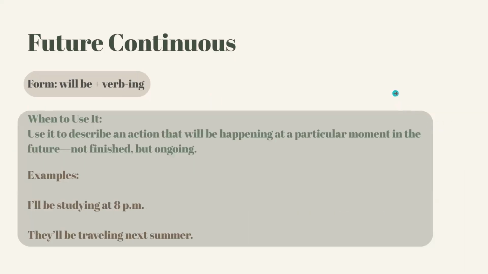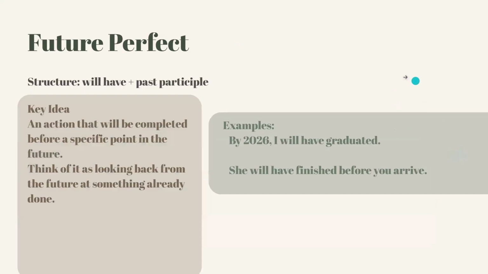Future continuous. The form is will be plus ing, verb in the ing form. And we use it to talk about actions in progress at a future time. Like, for example, I will be working. I'm not working yet, but I will be working in the future.